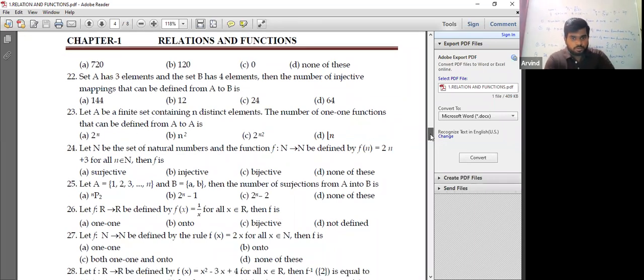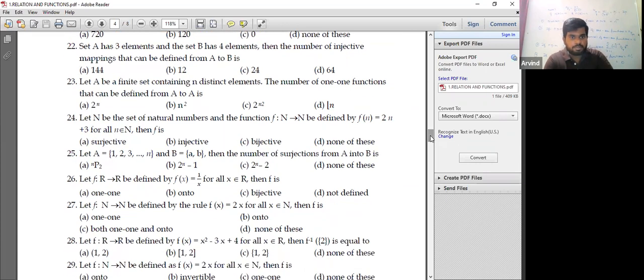Okay, let's go to the 24th one. Let n be the set of natural numbers, and there is a function defined as f of n is equal to 2n plus 3. You have to check whether f is surjective. Surjective means onto. Injective means 1-1. Bijective means both. Or none of this. So f of n is equal to 2n plus 3 for all n belonging to n. Then you have to find whether f is injective, surjective, bijective, or none of these.